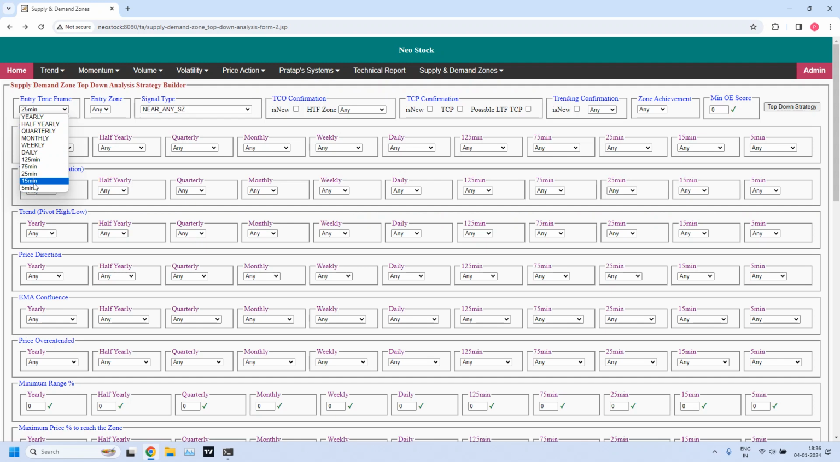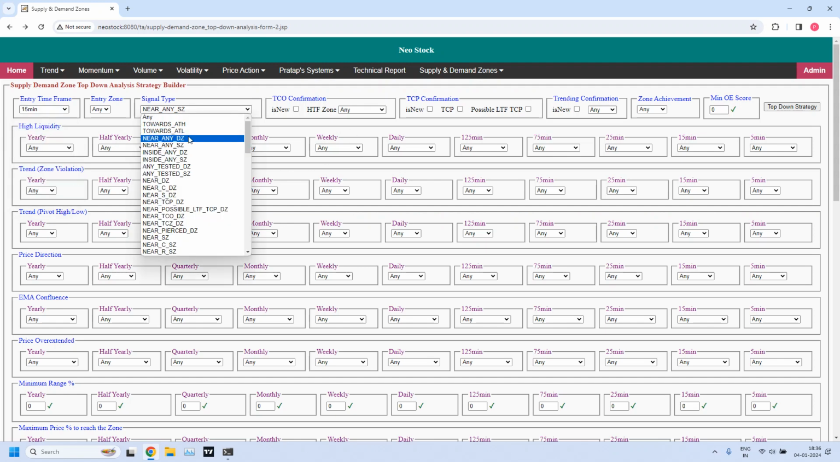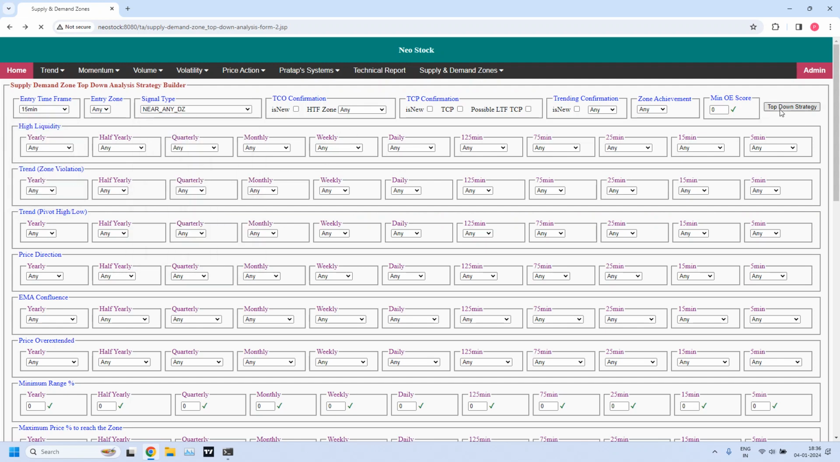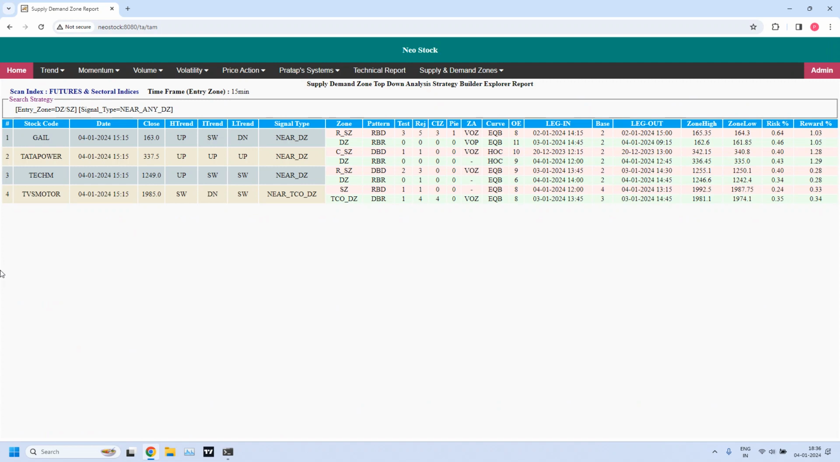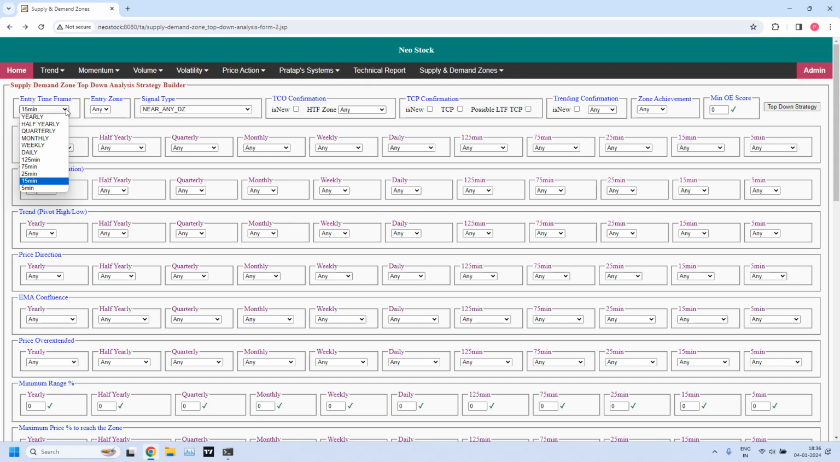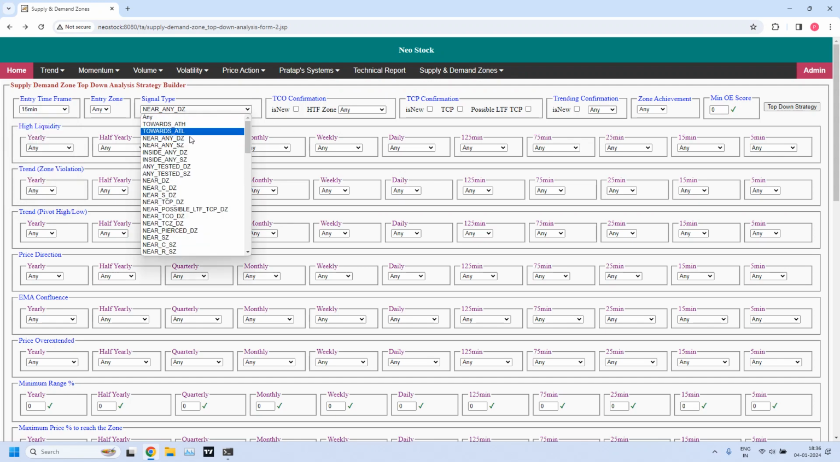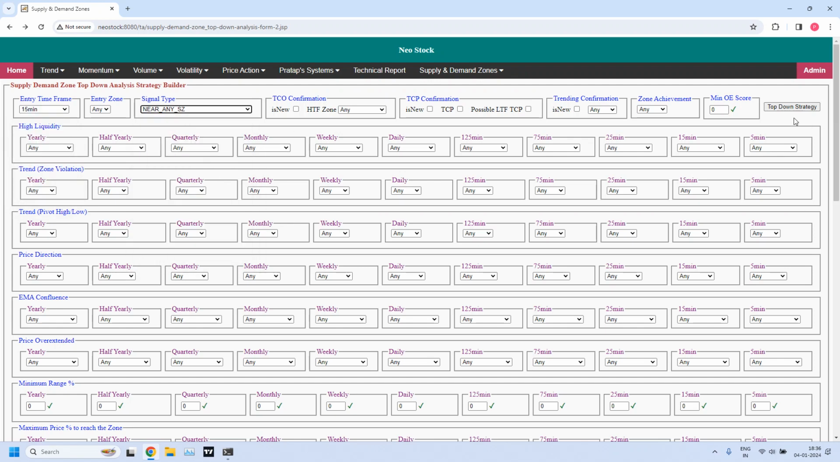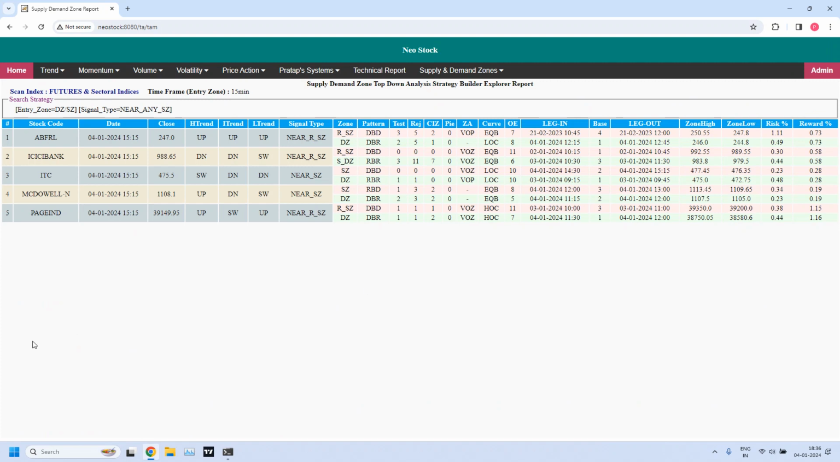Entry time frame is 15 minutes. Let us find the stocks near 15 minutes demand zone. 4 stocks are filtered. Let's go back. Entry time frame is 15 minutes. Let us find the stocks near 15 minutes supply zone. 5 stocks are filtered.